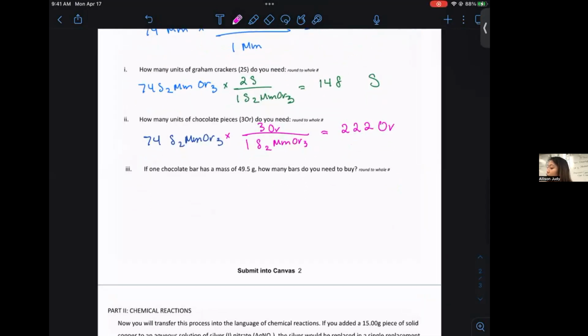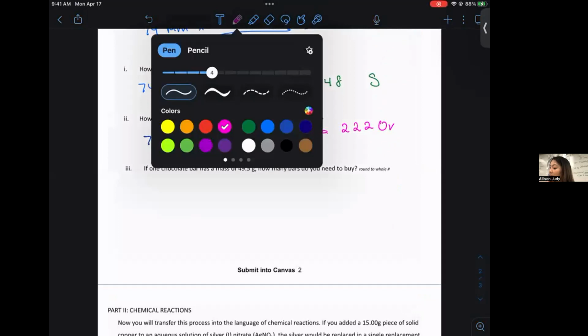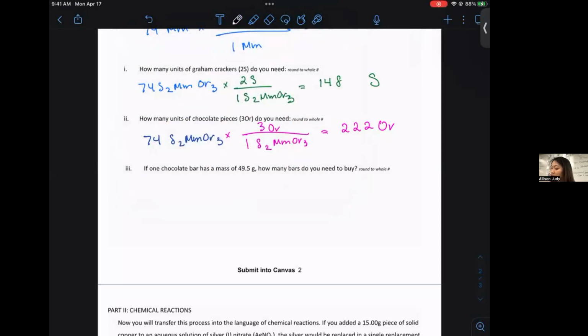Okay. And if I'm a chocolate bar with a mass of 49, how many bars do I need to buy to make my 74 s'mores? Well, we could start many ways. I would start probably from, honestly, the 49.5 grams of chocolate per bar. I know that for every 1 chocolate piece, I have 6. What was my math for chocolate, Aislinn?